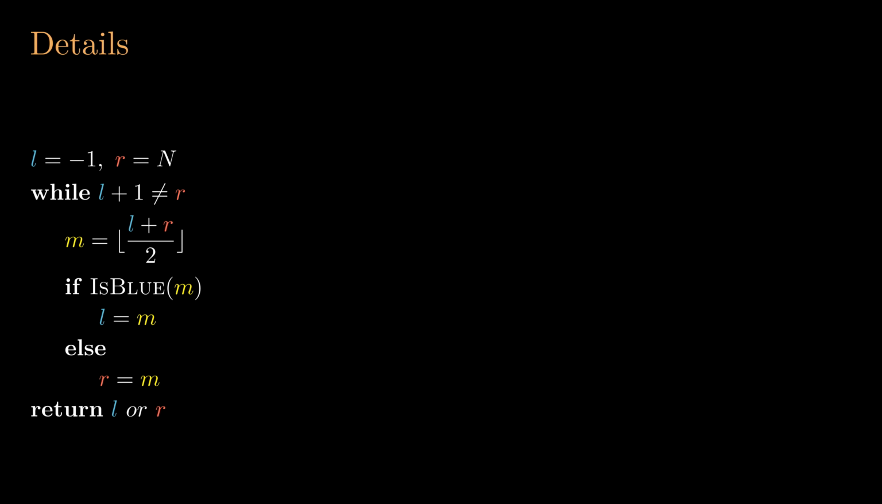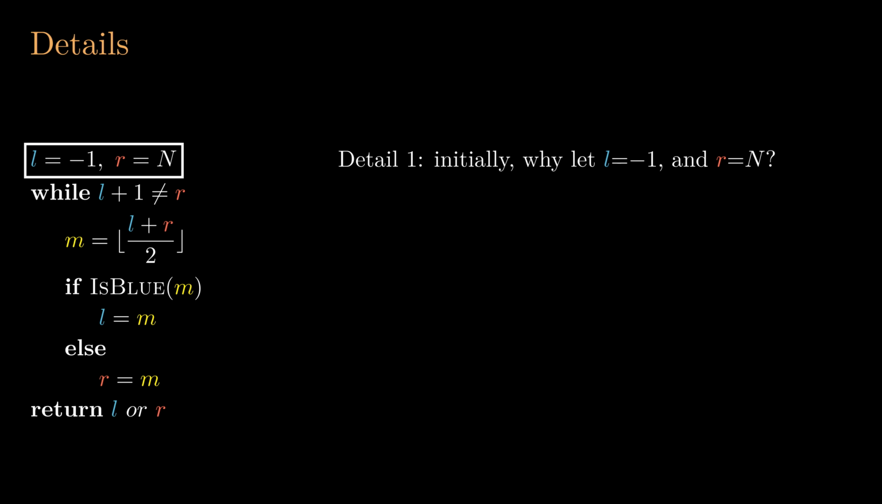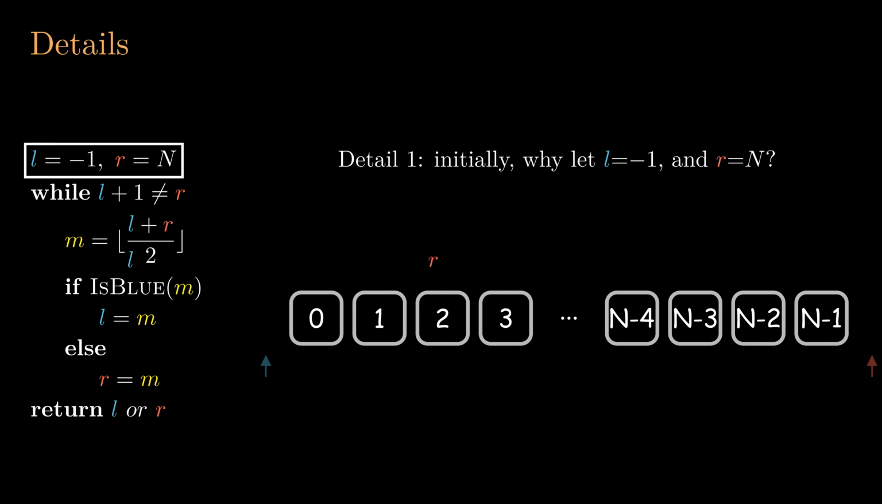The binary search algorithm we just introduced might be slightly different from the versions you might have seen elsewhere. Let's dig deeper and look at a few details to prove the correctness of the algorithm. Let's look at the first detail. Why are the initial values of L and R -1 and n? Can we initialize L to be 0 or R to be n-1?